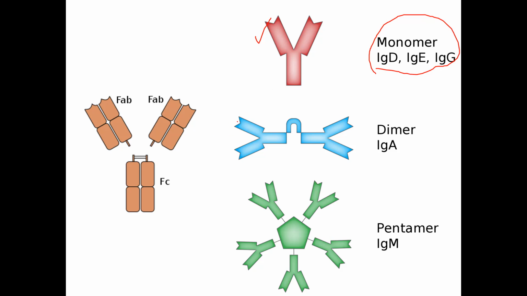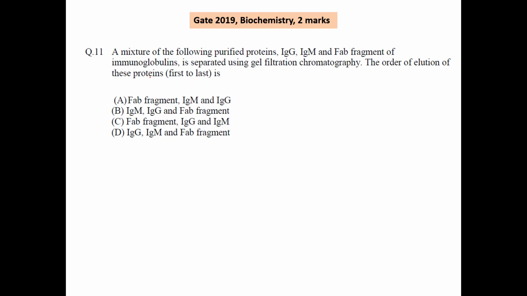According to this, the highest molecular weight will be that of IgM because it exists as a pentamer. Then the next protein will be IgG, IgE or IgD. No, sorry. The next protein will be IgA, because it exists as a dimer. Then we'll get IgG, IgE, and IgD because they exist as monomers. And lastly, we'll get the Fab fragment because it is the smallest. So the protein which gets eluted first is the one which will have the highest molecular weight.